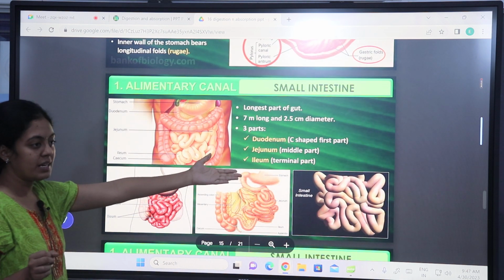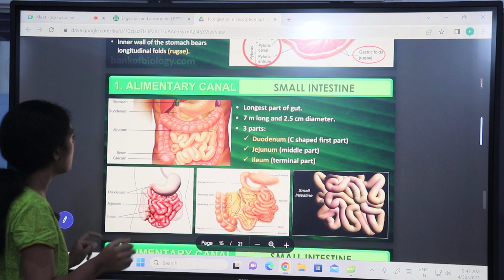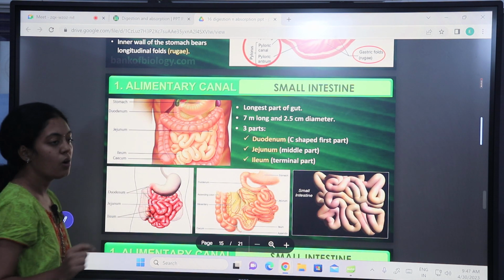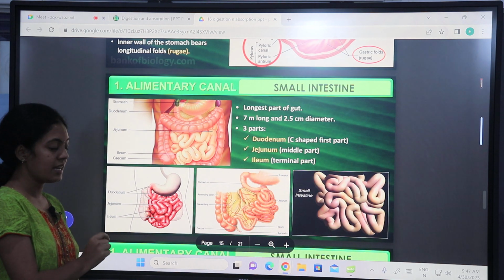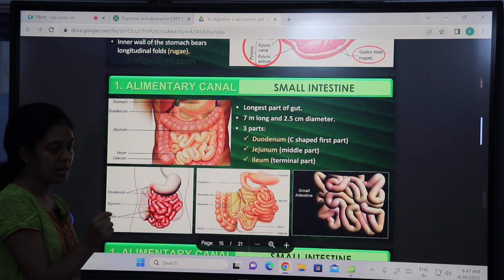Then, which we just discussed, right? Duodenum, jejunum and ileum. So what is the duodenum? It is a C-shaped curve, okay? It's the first part of your small intestine. Then you have your jejunum, the middle part, and the ileum is the terminal part, okay?